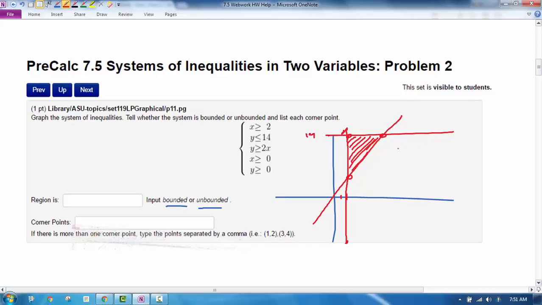And then the corner points we can find. We know the x value is 2, so we can plug this into the line y equals 2x, and that gives us a y value of 4. If you plug in 14 and solve this system where y equals 14, you have 14 equals 2x, the intersection between those two lines, so x equals 7. And then this is obviously an x coordinate of 2 and a y coordinate of 14. So there are the corner points, and the region is bounded because it's closed in by those corner points. So just put those corner points right here.